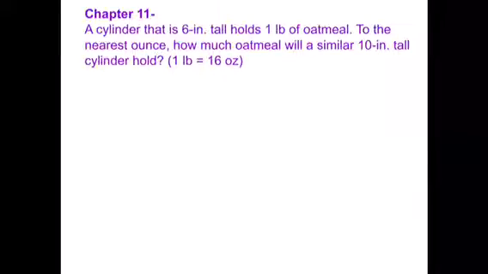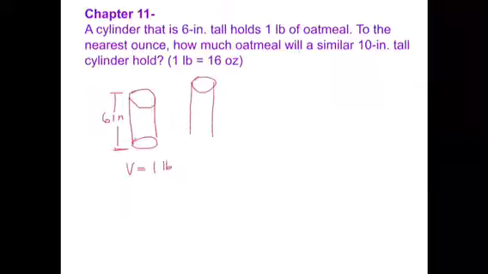This next problem states, a cylinder that is 6 inches tall holds 1 pound of oatmeal. To the nearest ounce, how much oatmeal will a similar 10-inch tall cylinder hold? I'm going to begin by drawing a picture of both the 6-inch cylinder and the 10-inch cylinder. I'm making sure to label the volume that each cylinder holds so that I know what variable I'm trying to find.